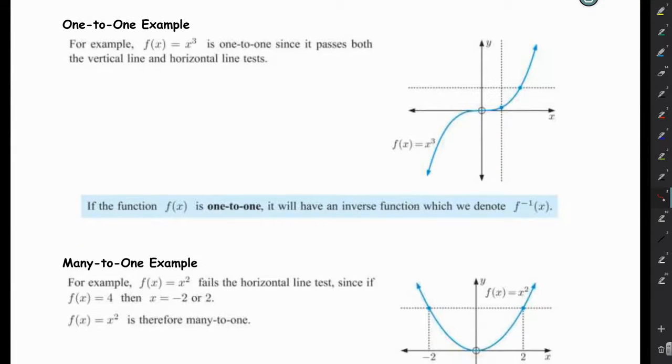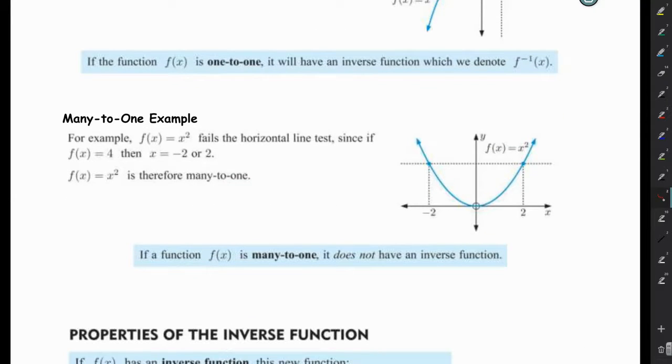So we have a one-to-one example here. If a function is one-to-one, it's going to pass the vertical line test and the horizontal line test. Meaning if I draw a vertical line, I'll only hit the function in one place. Anywhere I want to draw that vertical line, I would only hit it in one place. And the same with the horizontal line. Wherever I would draw a horizontal line, I would only hit the function in one place. That's a one-to-one function.